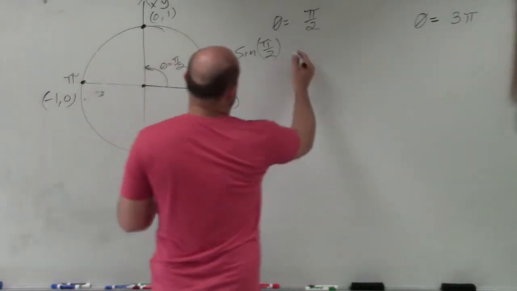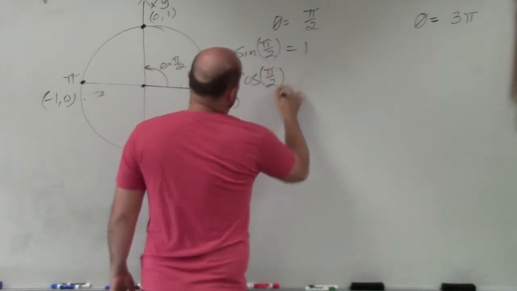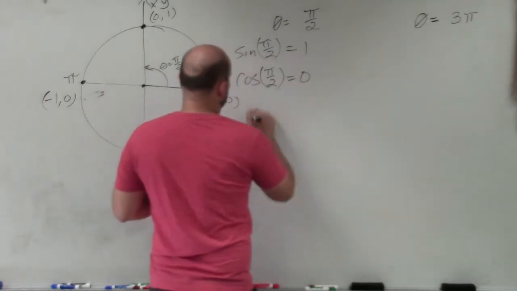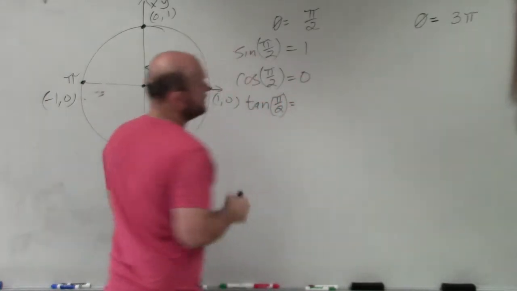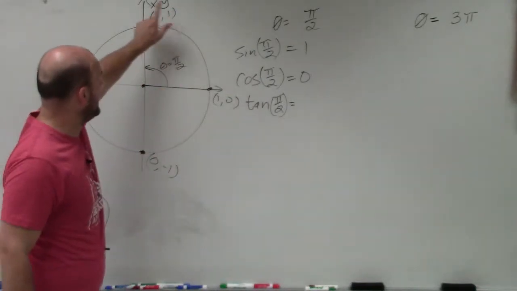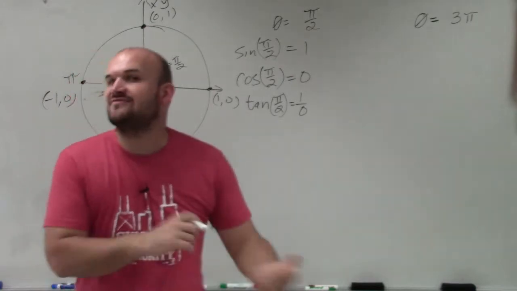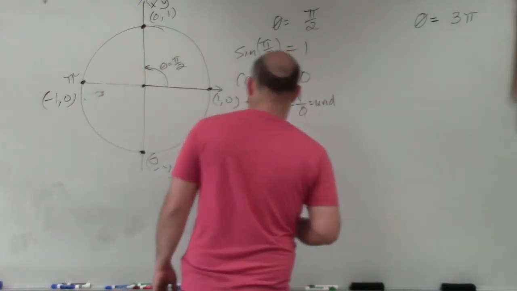So the y coordinate in this case is 1. When I do cosine of pi over 2, that represents the x coordinate, which in this case is going to be 0. When I do tangent of pi halves, that's going to be y over x. So if you take y over x, which is 1 over 0, hopefully you understand that you cannot divide by 0. So this is actually undefined.